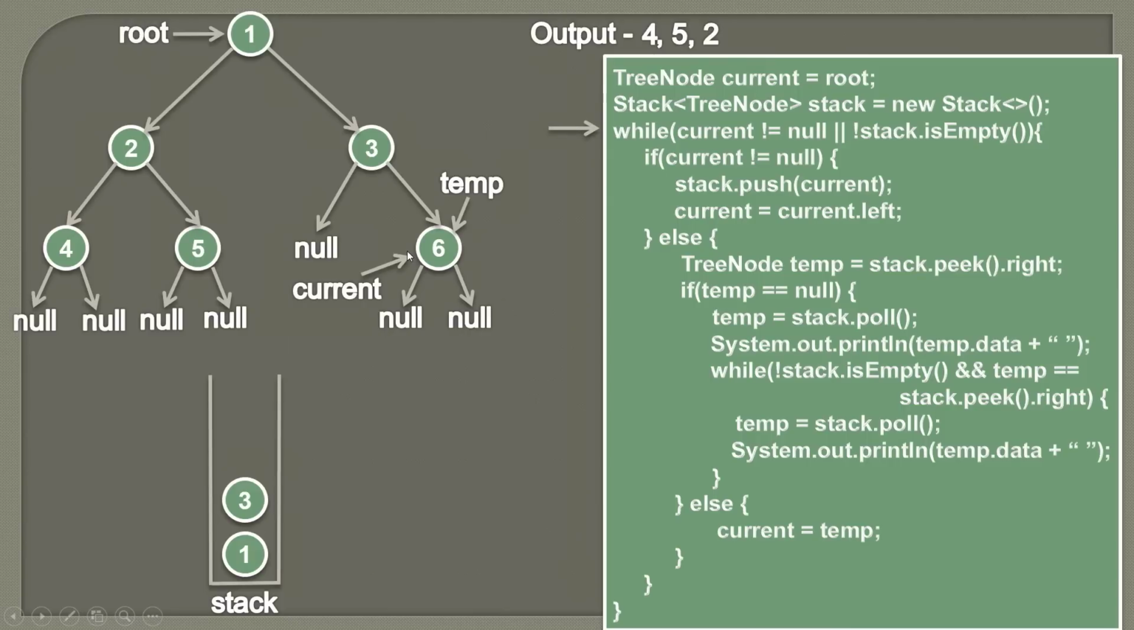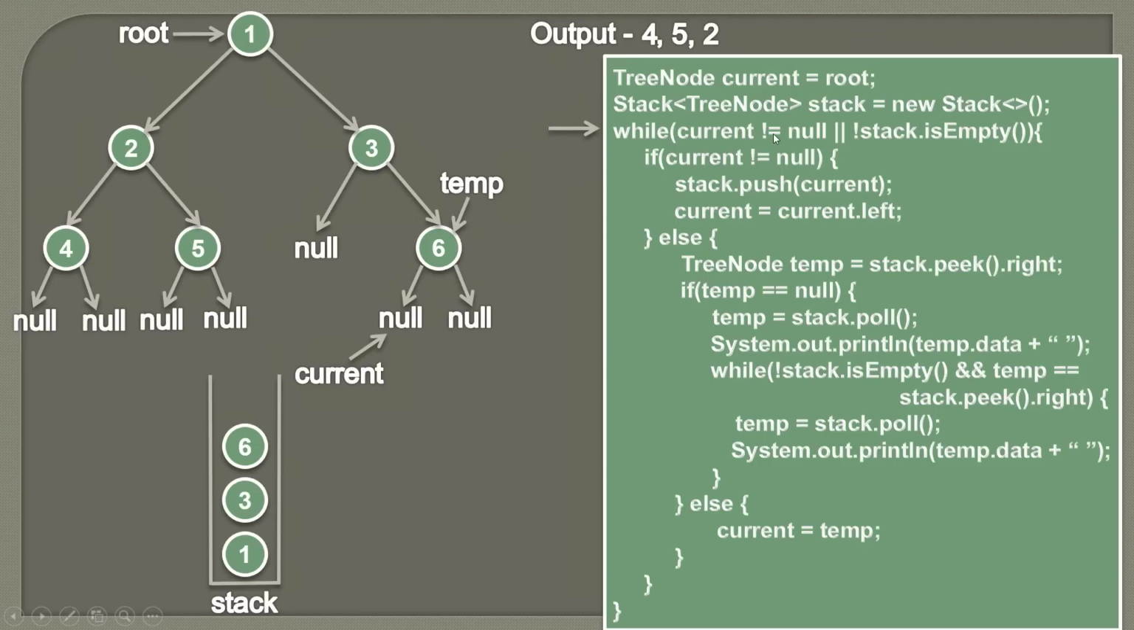Current is not equal to null. And in the if check also, current is not equal to null. And there can be a possibility that 6 can have left children. So we push 6 on the stack. And we go to its left by assigning current's left to current. So current will point to null now, which is the left of 6.